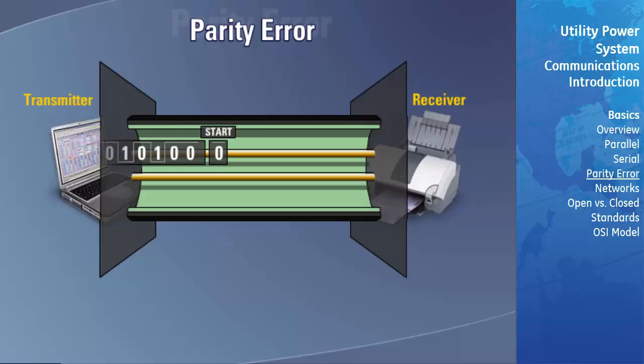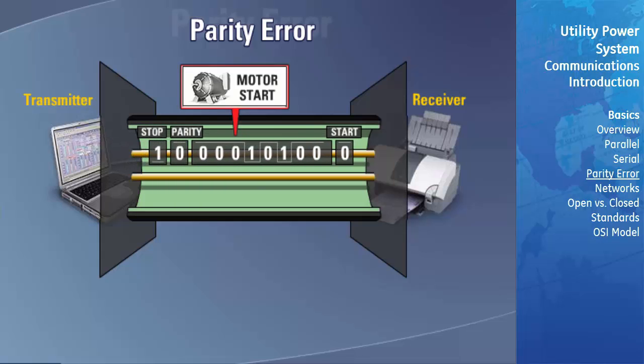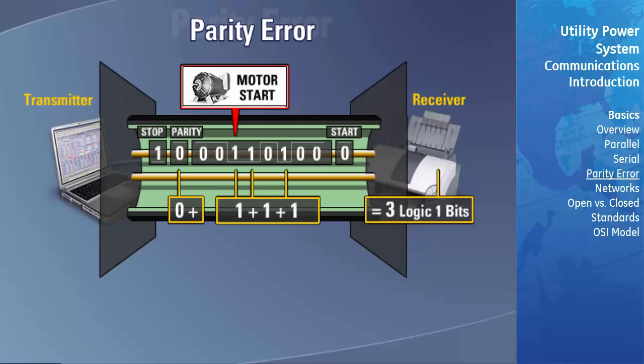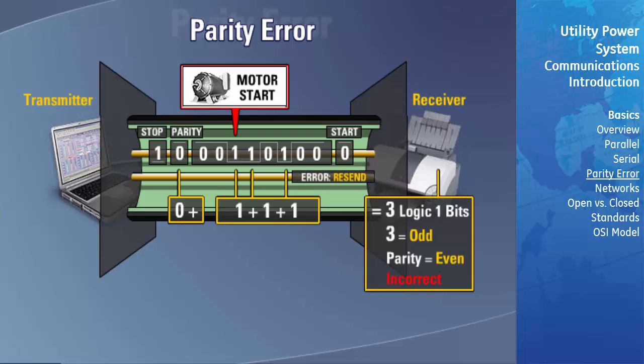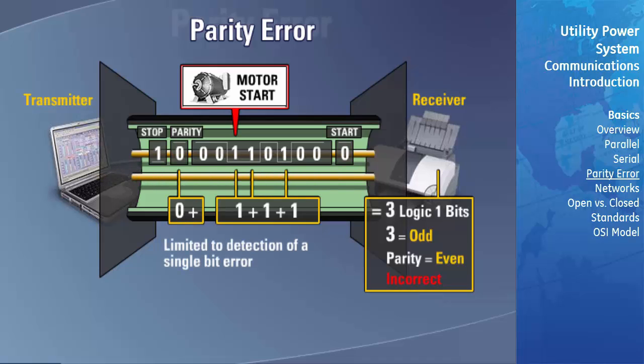Now let's take an example where electromagnetic noise from a motor starter resulted in one of the logic 0 bits changing to a logic 1 state during transmission. When the receiver totals the logic 1 bits and the parity bit, it gets an odd number. Since our parity was set to even, the receiver recognizes it has an error. The receiver then signals the transmitter to resend the character. This error checking is limited to a detection of a single bit error. In general, this is sufficient for low baud rate serial transmissions. The user can elect to use even or odd parity, or ignore parity altogether.